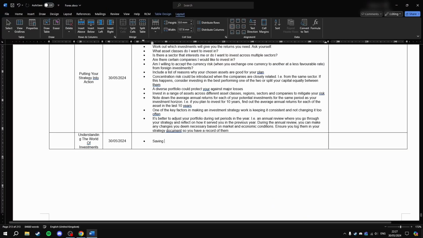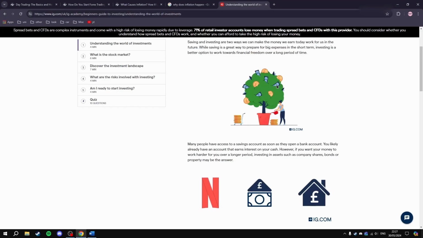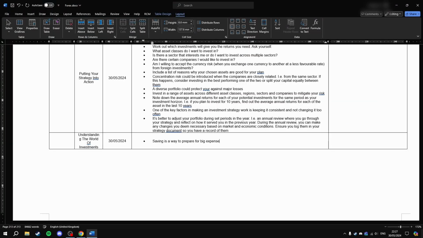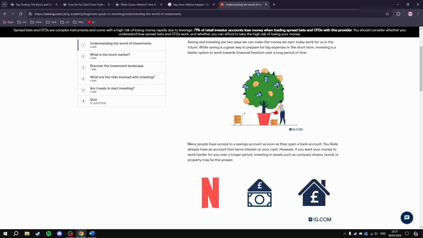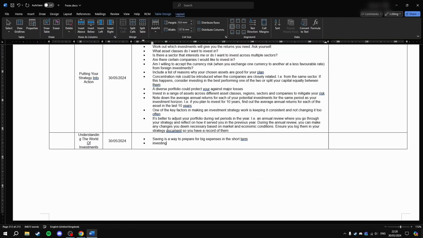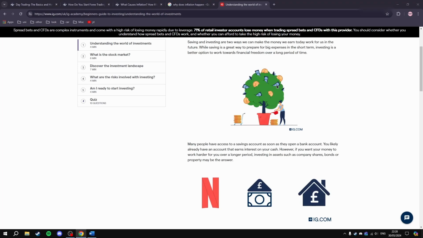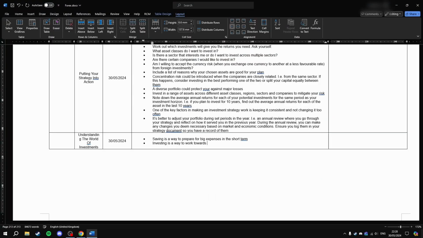Okay, so saving is a way to prepare for big expenses in the short term. Investing is a way to work towards financial freedom in the long run, in the long term.